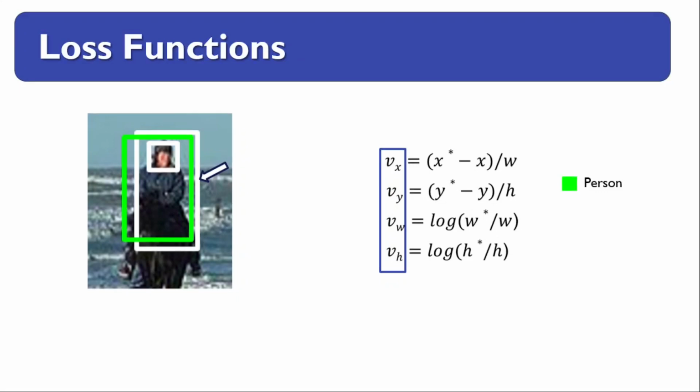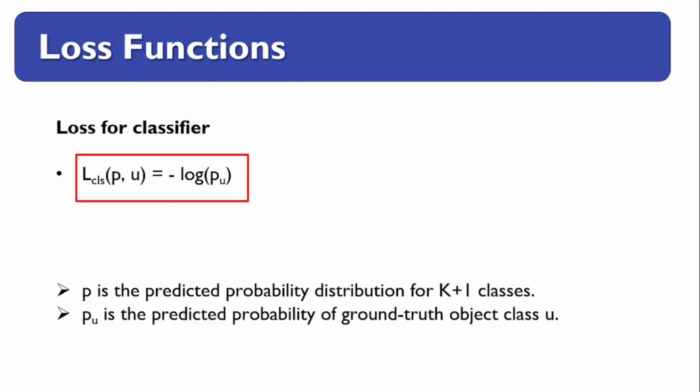Now, having defined the ground truth object class label and the regression targets for each of the region proposals, let's now go to the loss functions one by one. First, let's define the loss function for the classifier. This is very simple. We just define the usual log loss or cross entropy loss for k-class classification. The equation is as shown here, where p is the predicted probability distribution over k classes including the background, and p_u is the predicted probability of ground truth object class u.